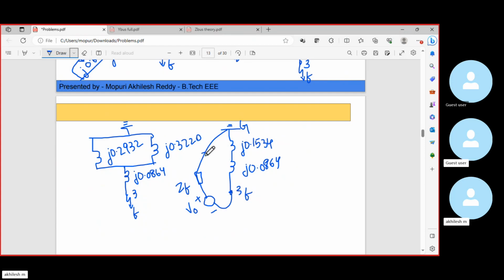The current flowing through this is the fault current IF. These two are in series. What is my final answer? Series XTH1 is equal to XTH2, 0.89 plus 0.3... 0.2398. XTH2, which is nothing but j0.2398.